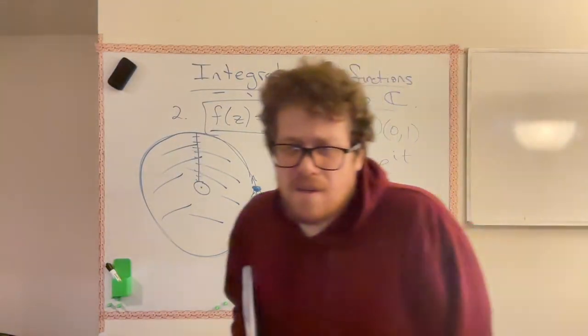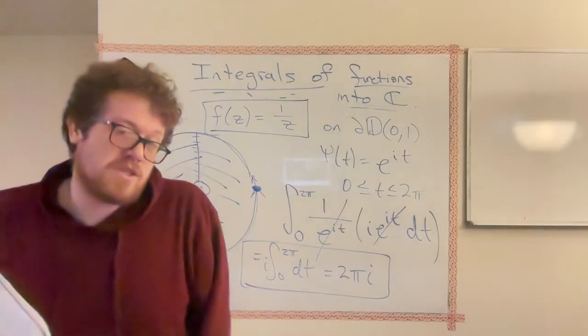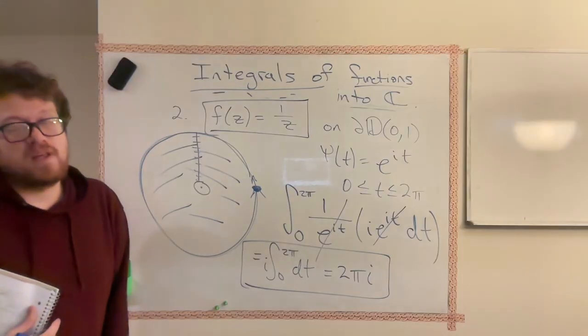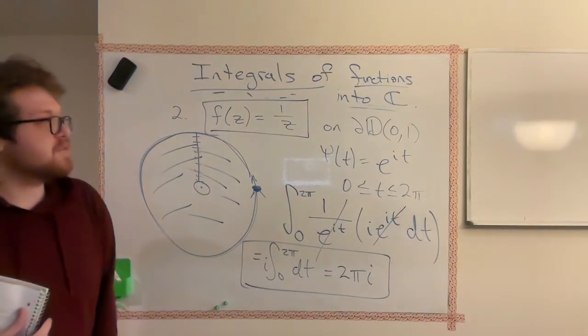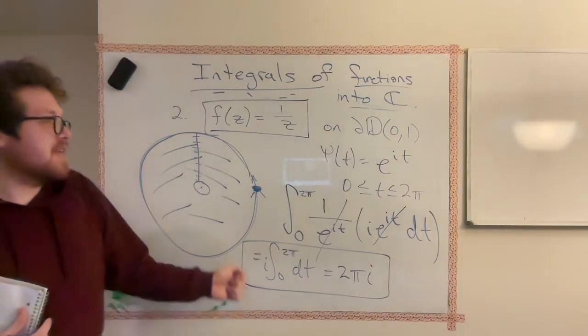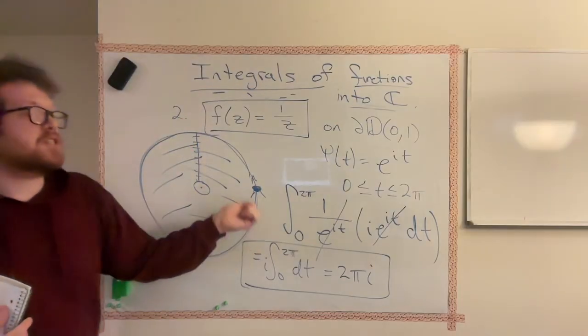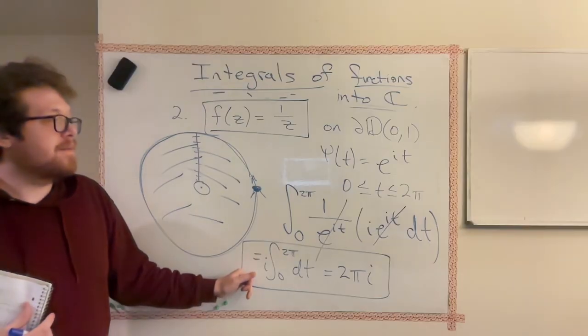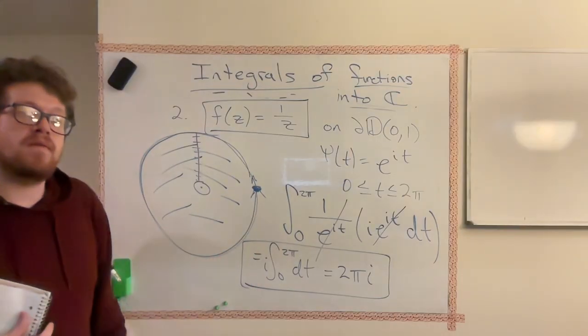Except you don't run into this problem if you integrate 1 over z squared. Yeah, that's a great point, but 1 over z squared has an antiderivative. So that's the main difference, and that's why I chose this particular function. If we did the same process and tried to integrate 1 over z squared, you'll find that the integral in that case actually is 0, because that function does have an antiderivative.